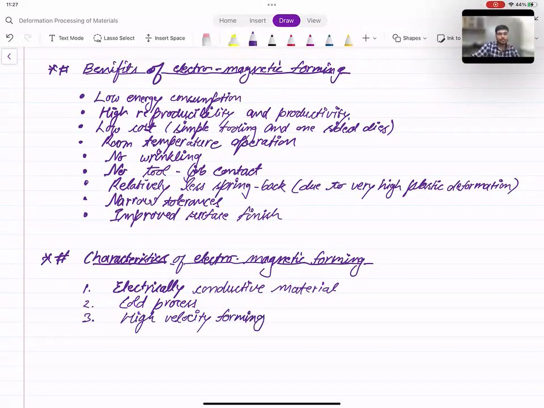So these are some characteristics, and applications we have seen in the previous class: it can be used for welding dissimilar metals or sheets, and for expansion, compression, or forming of tubular sections. Before we move to our next forming process under this high energy rate forming, let us see the concept of strain rate.